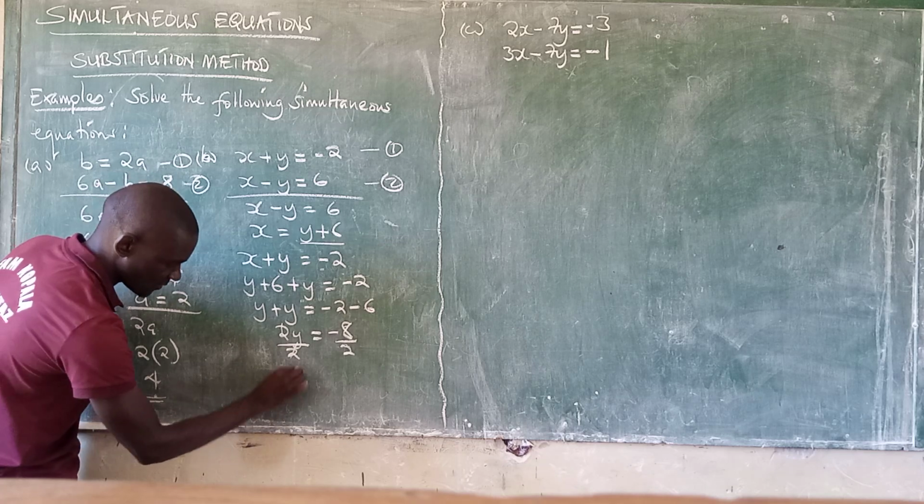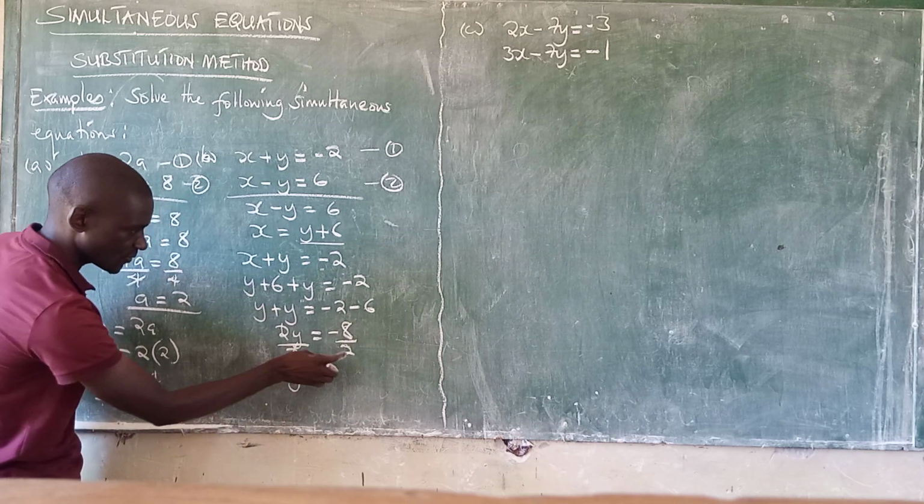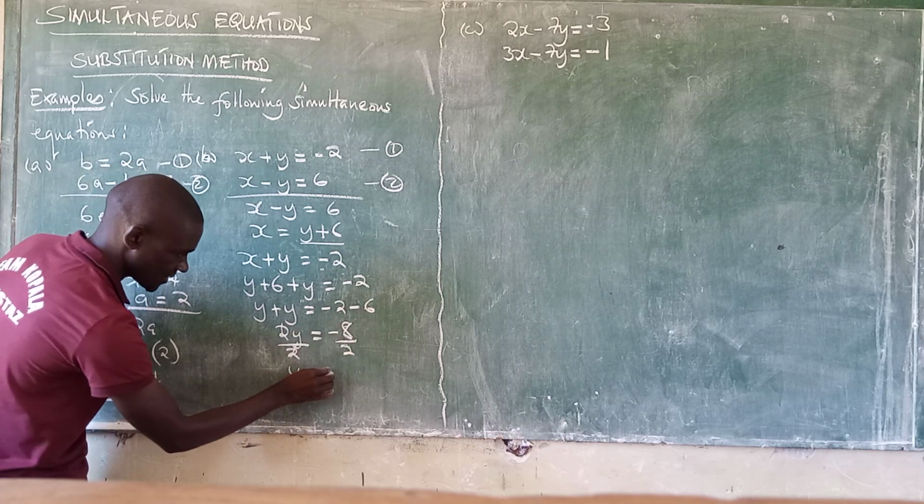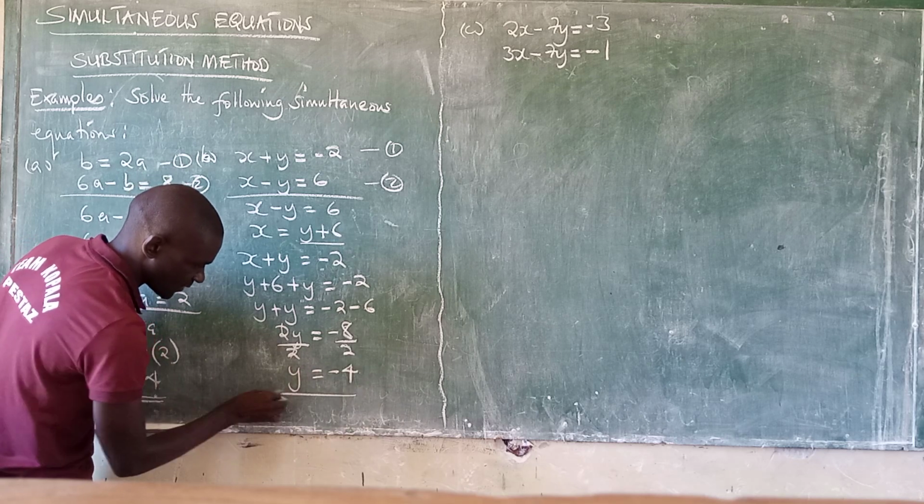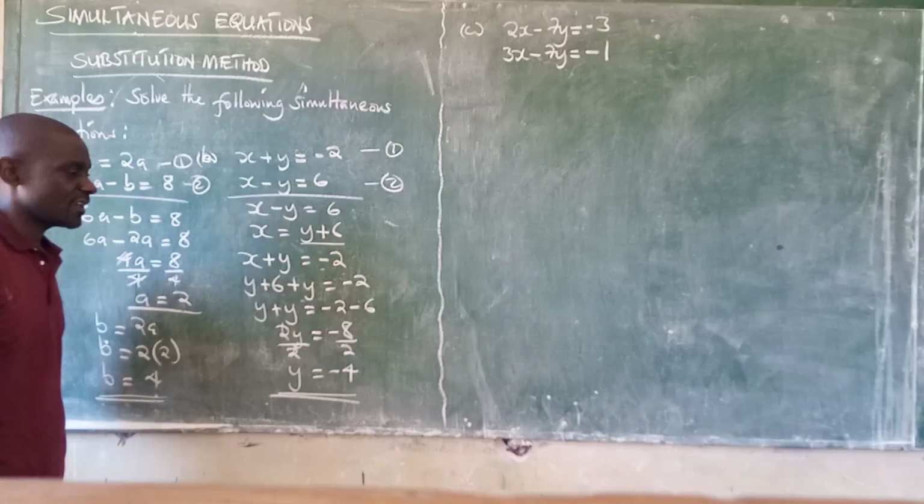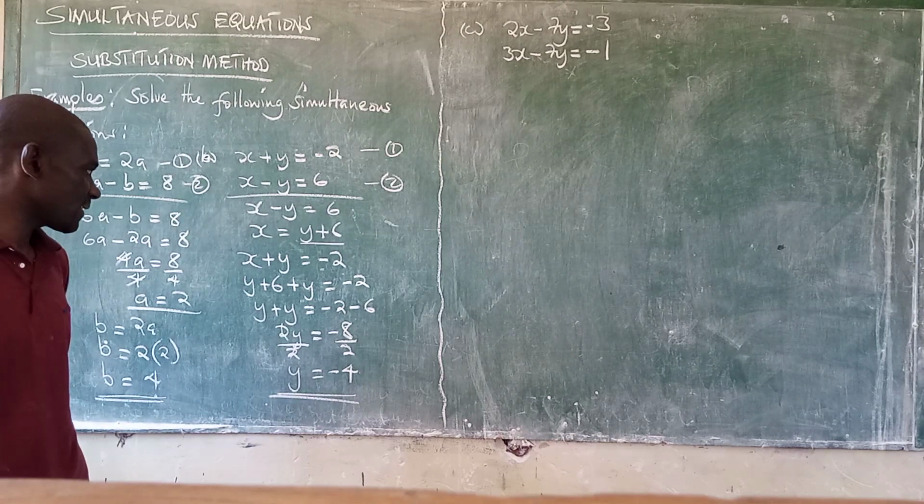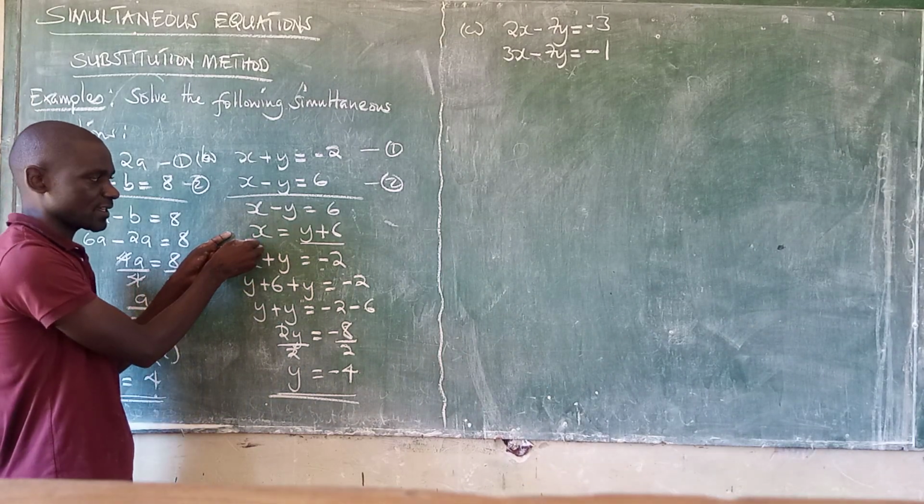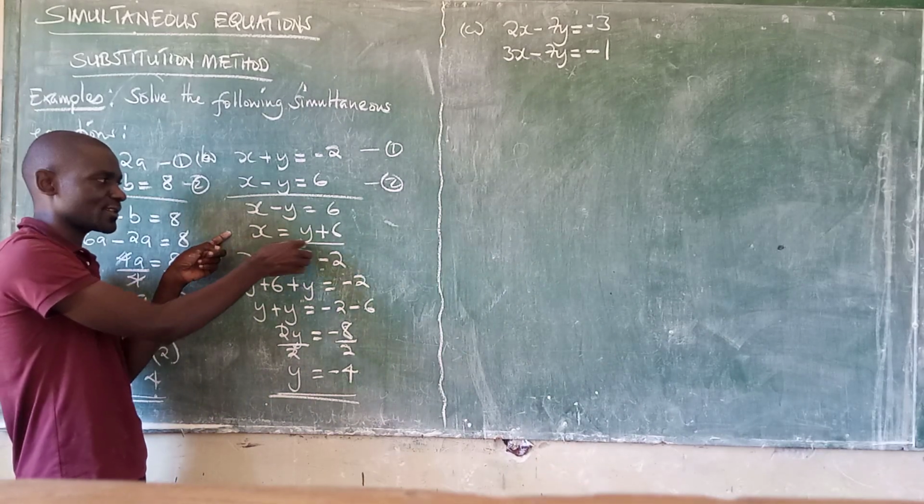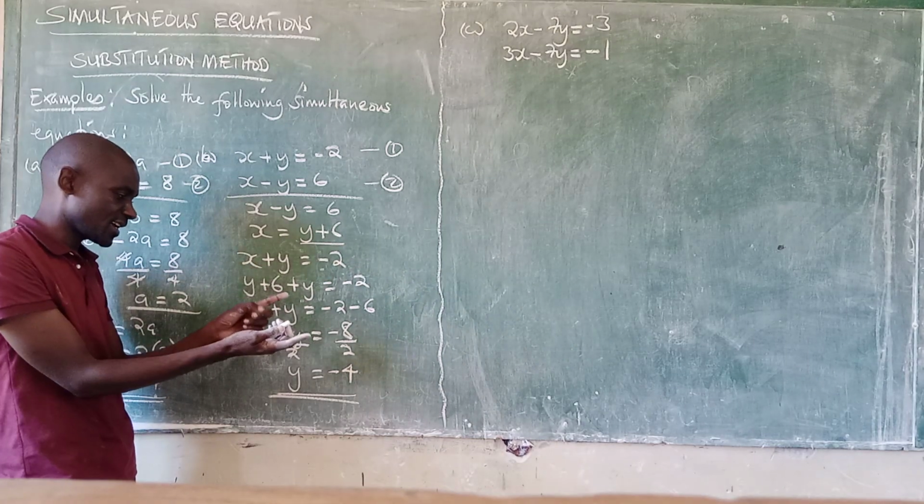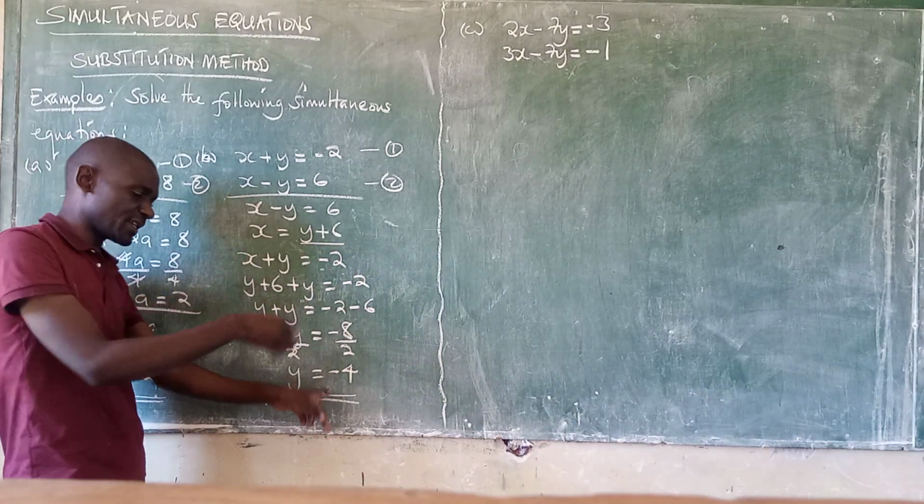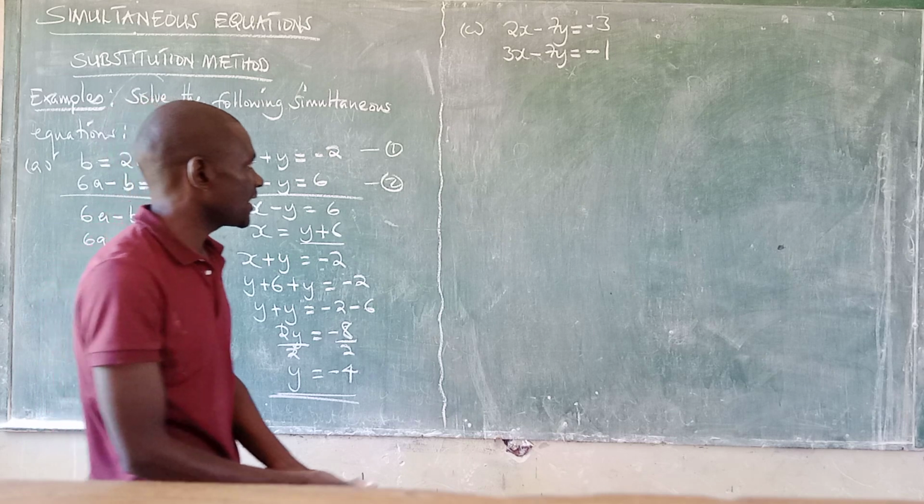When we cancel the 2, y is equal to 2 into -8, which is -4. So that would be our value. And then to get the other value, we'll just pick this expression, x is equal to that, because we are interested in x. Now that we have y, if we replace there, we should be able to get our x.